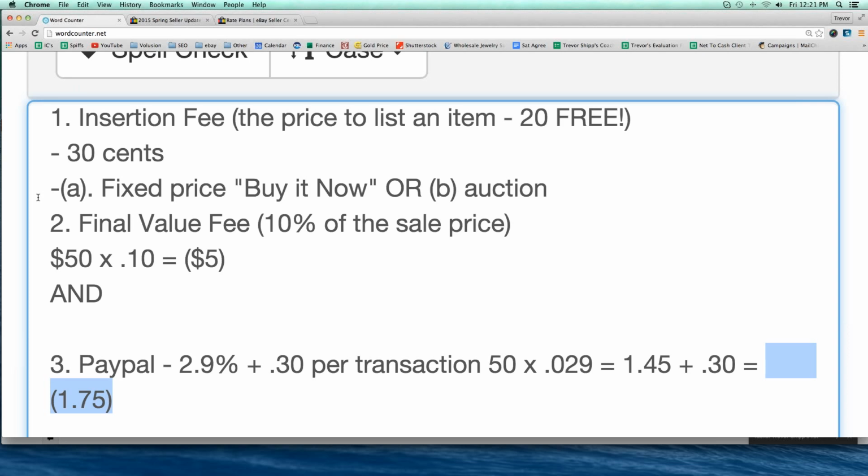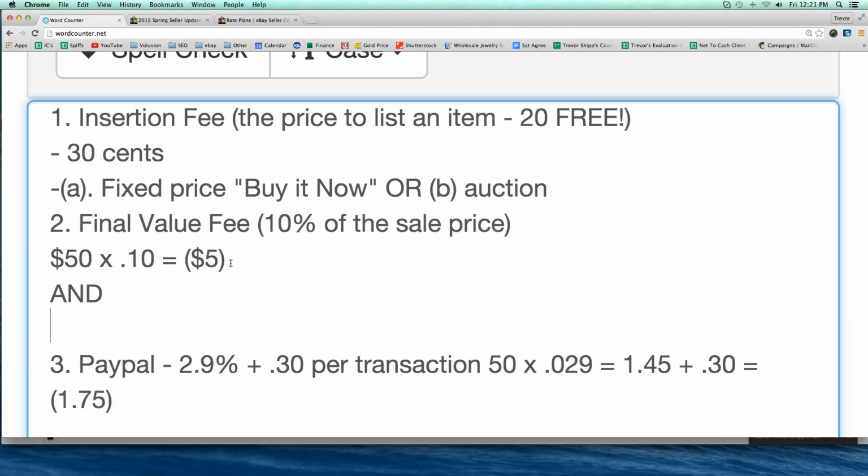PayPal will actually take that right away. So if I found your product listed for $50 on eBay right now, and I'm your customer, and I bought it, PayPal would take that money on the spot. So I would get $50 in my PayPal account minus their $1.75. That's what would show up into my PayPal account.